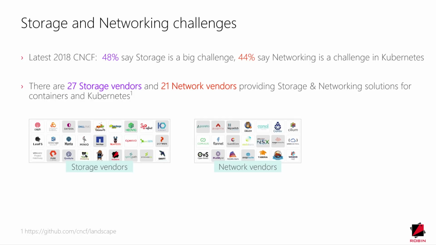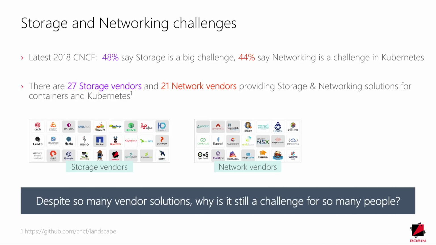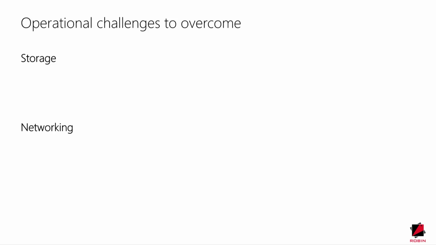But you know what's funny? This is the landscape. There are 27 storage vendors, 27 who are actually building storage just for Kubernetes. There are 21 network vendors that are building networking software for Kubernetes. So what's going on here, right? Despite all these vendors that are doing storage specifically for Kubernetes, networking specifically for Kubernetes, why is it that 48% feel it's a challenge, 44% feel it's a challenge? Because it's not just about creating persistent volumes or claims and attaching them. It is not just about persisting the host name when the stateful set fails over from one host to the other. And I'll talk about some of the challenges that you'll see as you go through and what we had to solve.